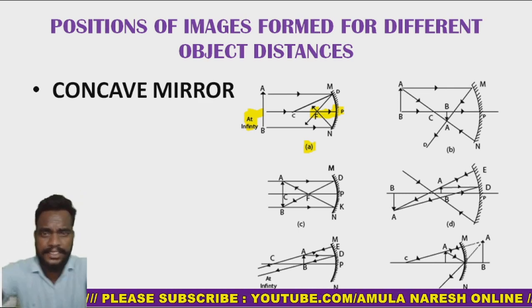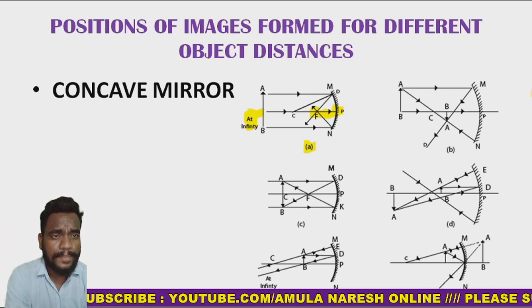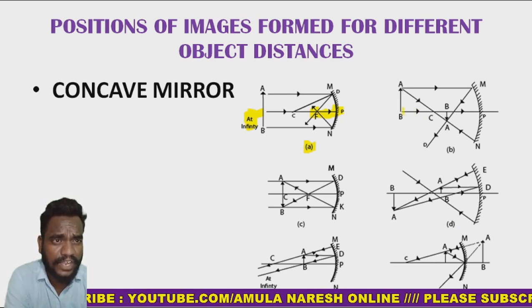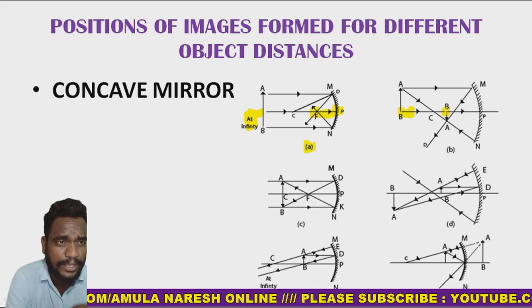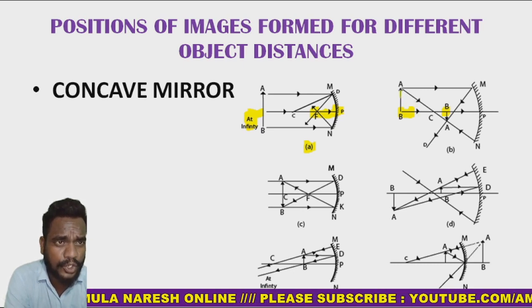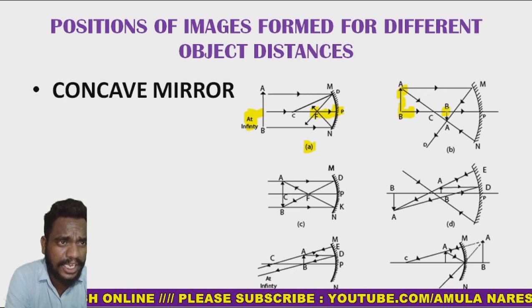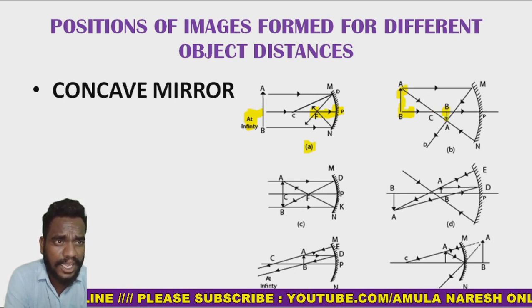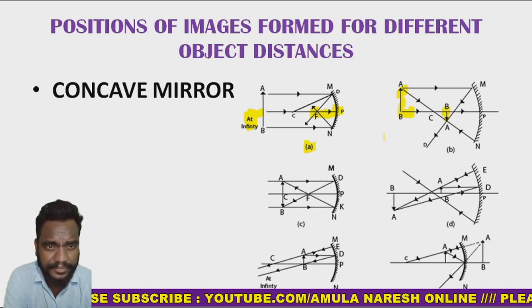Next, if the object is placed beyond the center of curvature, then the image is formed between the focal point and the center of curvature. You can see the nature of the image. The object is erect, whereas the image is inverted. Hence it is an inverted image, a real image and a diminished image.